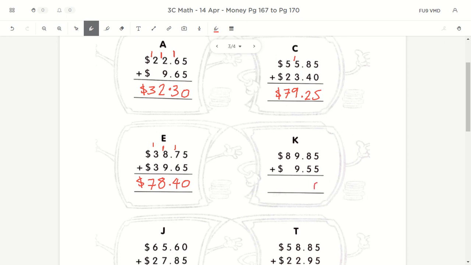5, 5 will be 10. 1, 8 will be 9. 9 plus 5, 14. Decimal point, 1. 1, 9 is 10. 10 plus 9, 19. 1 plus 8 is 9. So this is $99.40.